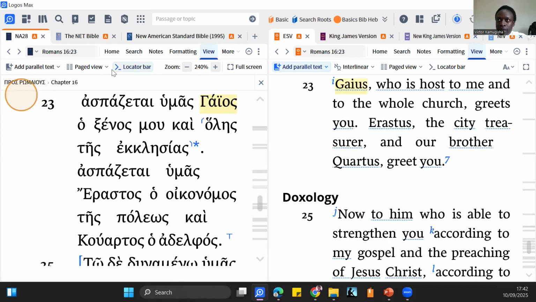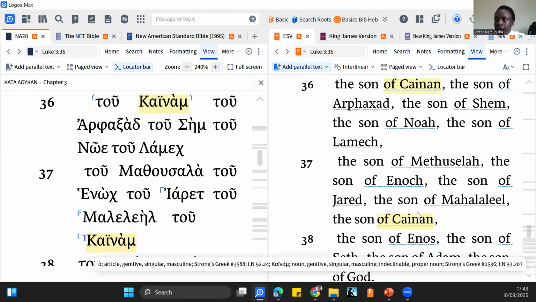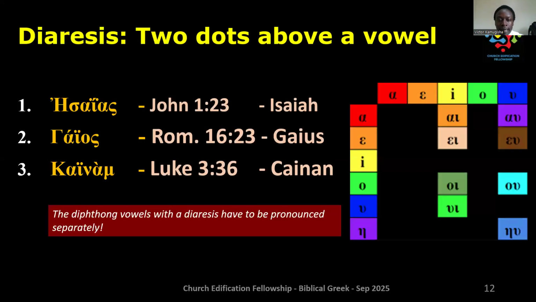The same thing happens in Romans 16:23 about Gaius. The iota has two dots, so it means this is a diaresis, it's not a diphthong. So you say Gaios, okay? And then Luke 3:36, the son of Canaan. I'm looking at the name Canaan in Greek. You see the iota has two dots, so it means this is not a diphthong. So you pronounce it separately. Hope that makes sense, and hope it is understandable for you. So that's what we mean by diaresis.